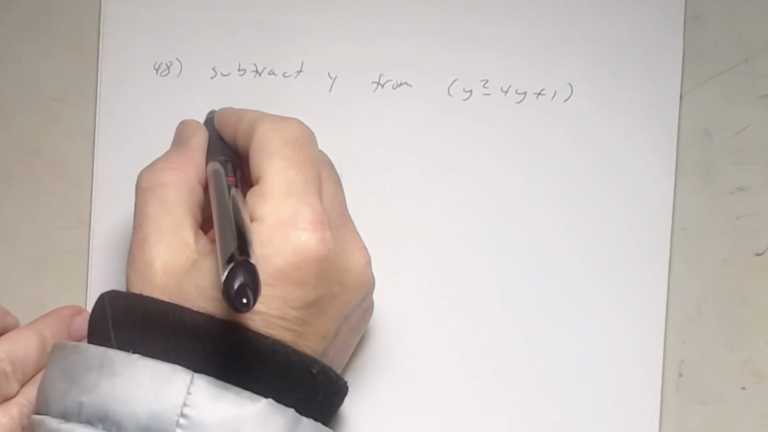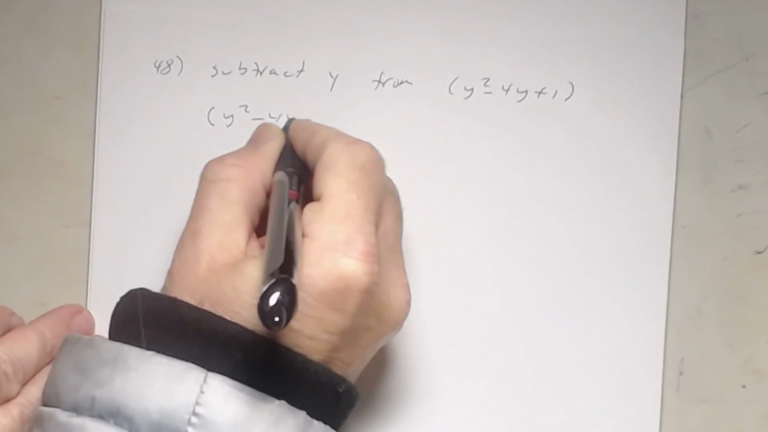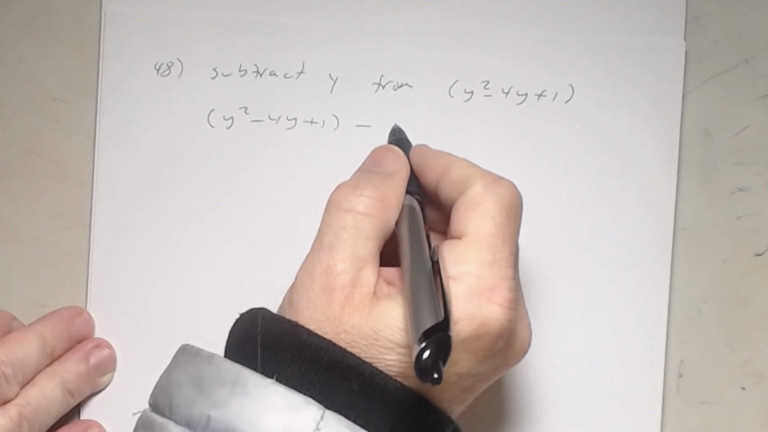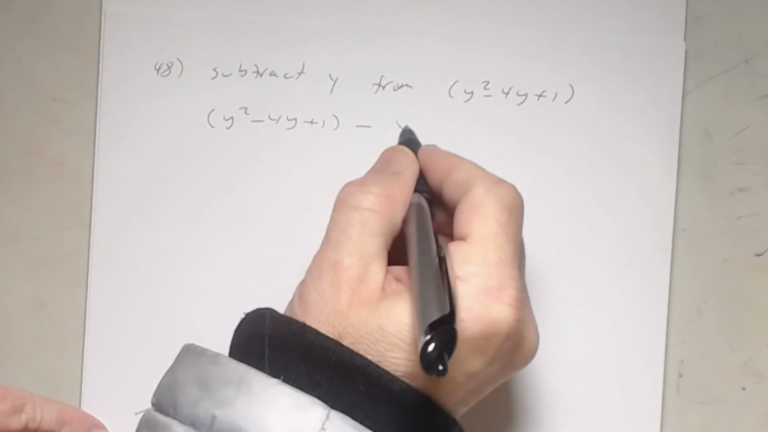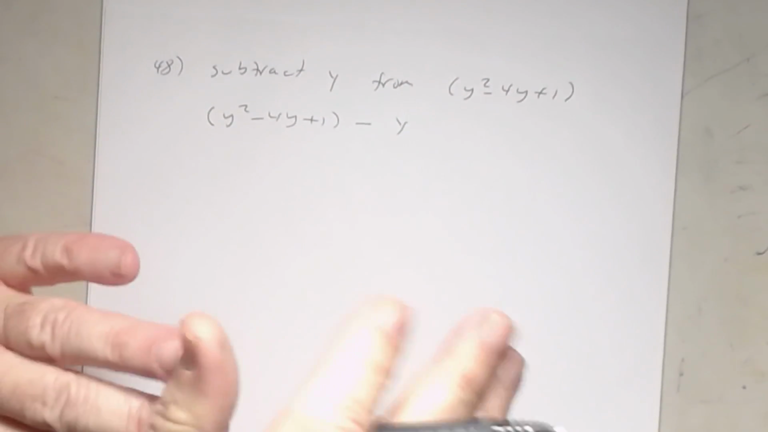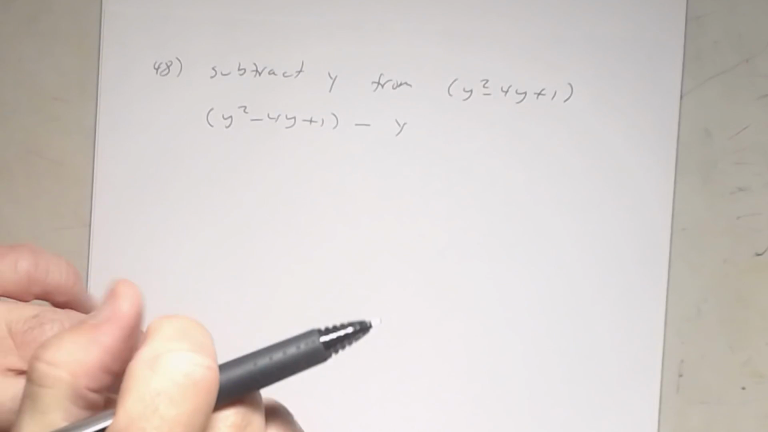Okay, so what are you going to write first? What polynomial are you going to write first? y squared minus 4y plus 1. So you can put that first. And you're subtracting what polynomial? y. Now, that's just one term. So do I need to put that in parentheses? No. We're going to do one in a little while where we will. But no, we don't here.